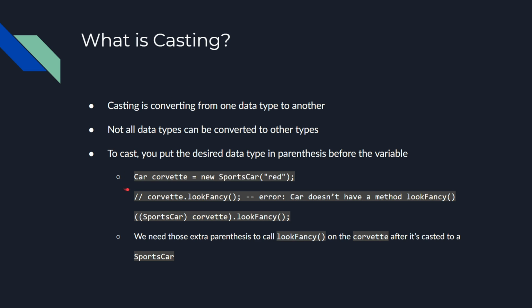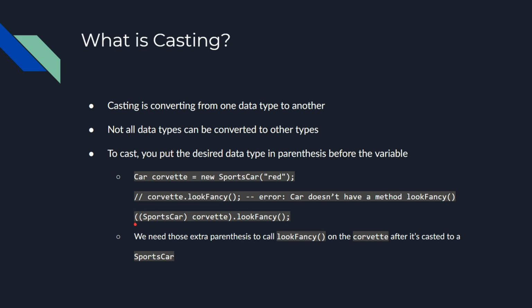So because here we have this car variable, but we're storing a sports car in it, again, if we just call lookfancy on it directly, that's not defined on car, so that fails. But if I cast it to a sports car, then it's no problem. This is what casting looks like. Basically Corvette is really a sports car. So if I write in parentheses before it, sports car, that's telling Java, hey, just treat this like a sports car for now. It's okay. And then Java will try to do that.